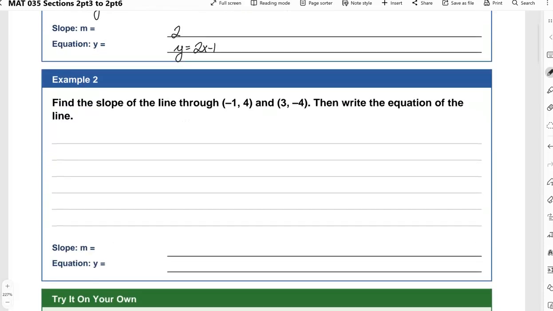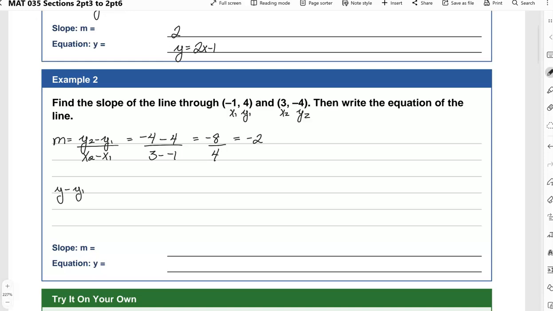Let's do another one. Let's say we want to find the equation of the line through the points (-1, 4) and (3, -4). So this is my x1, y1, and my x2, y2. So slope is y2 minus y1 over x2 minus x1. So -4 minus 4 over 3 minus -1. -4 minus 4 is -8. 3 minus -1 is 4. So this one turns out to be -2. Since my slope is negative, this line is falling from left to right.